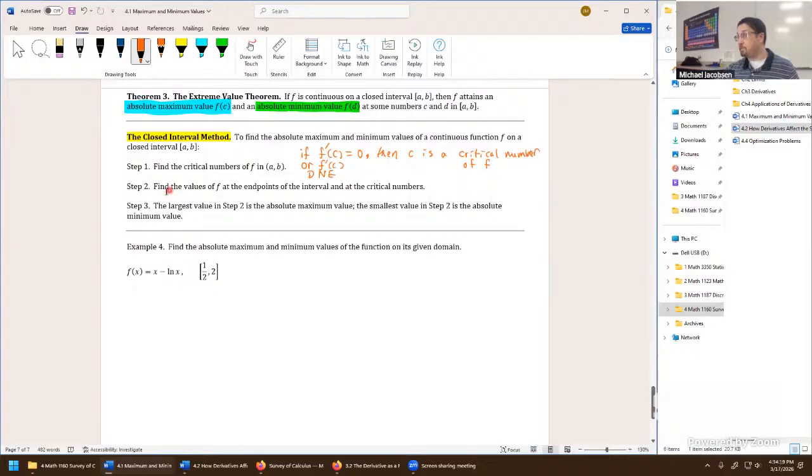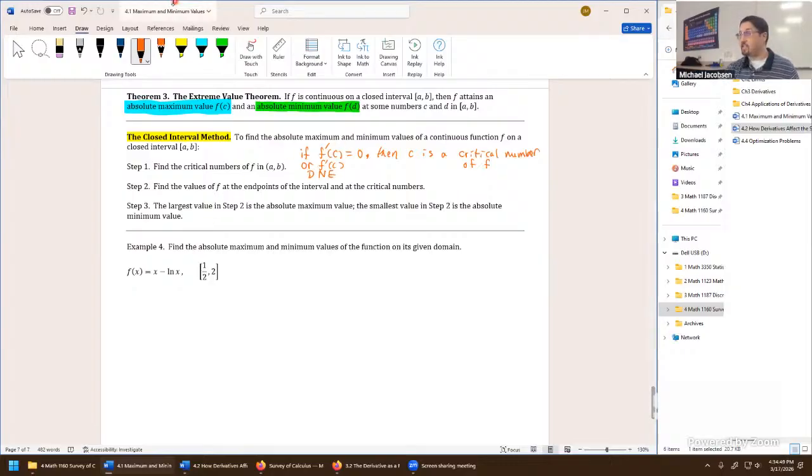So after we find the critical numbers, we'll find the values of f at the endpoints of the interval. It's referring to 1/2 and 2 in this example, and at any critical numbers that we find. So here we're just doing function evaluations, but notice it's talking about values of f, so the original function. When it's talking about critical numbers, we're using the derivative to find them. So already there's two functions on the table. We have to be careful with which one we're using.